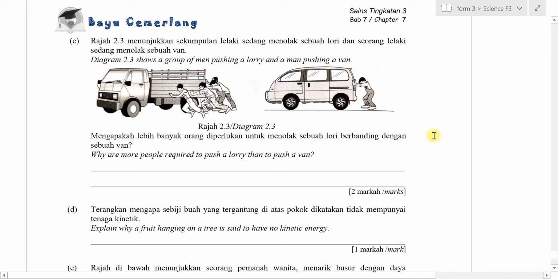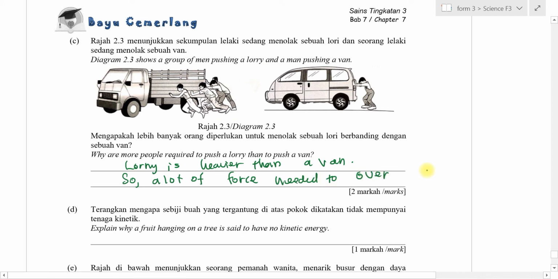Diagram 2.3 shows a group of men pushing a lorry and a man pushing a van. Why are more people required to push a lorry? For an obvious reason: because the lorry is heavier than a van, so a lot of force is needed to overcome the frictional force.